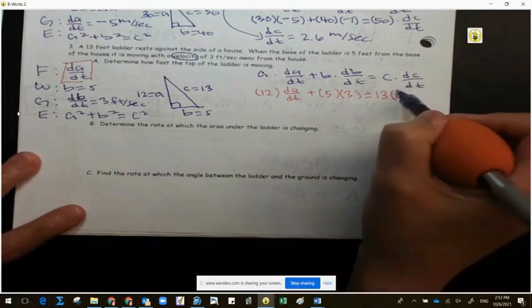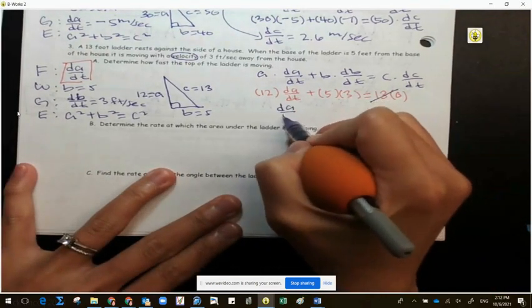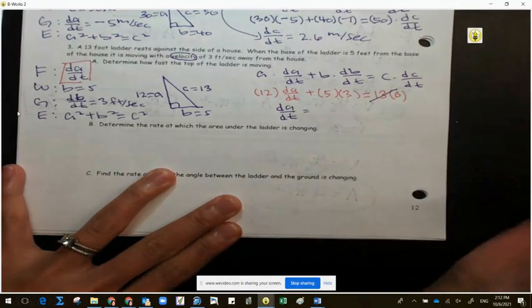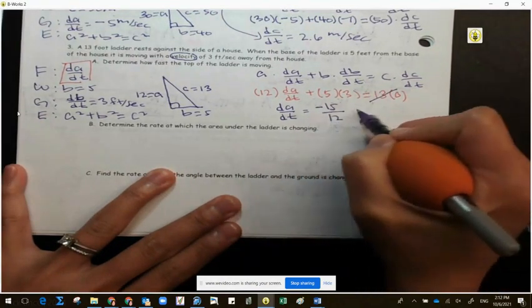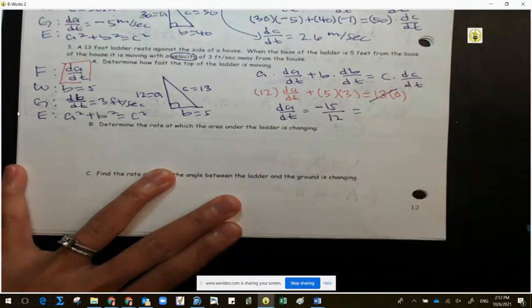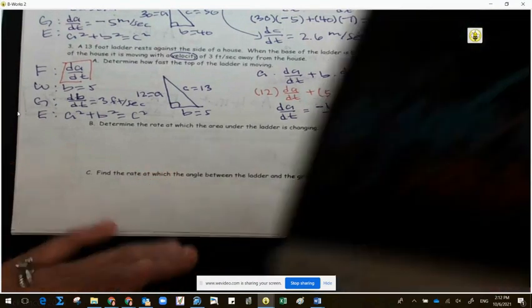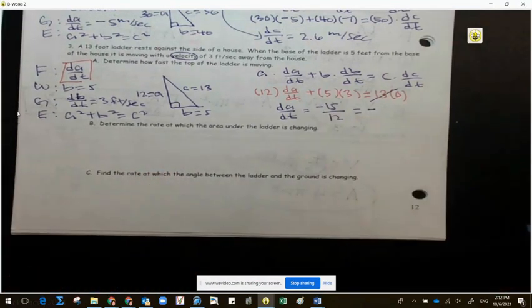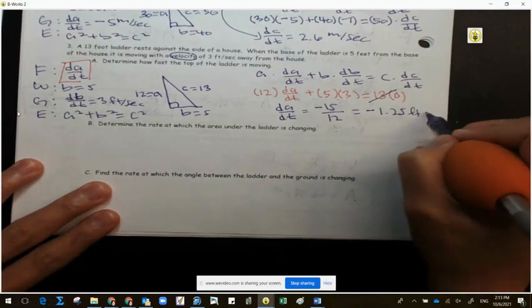So we know this guy is going to go away. So what I see at this point is dA over dt. When I subtract it on both sides, we get negative 15 over 12. And our anticipation, which I didn't do a while ago, is negative. Let's see what this decimal value is, because the word problem will be open calculator on this one. 1.25 feet per second.